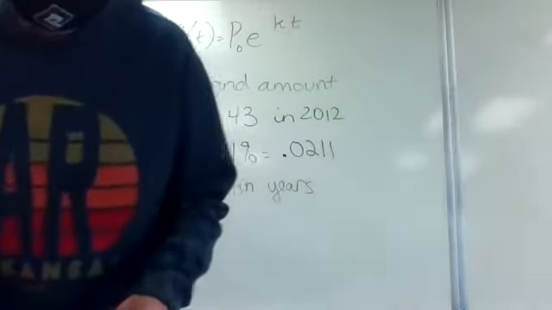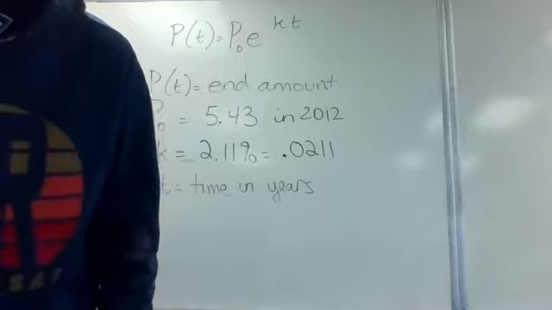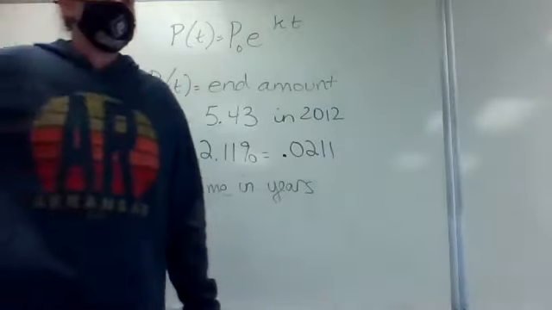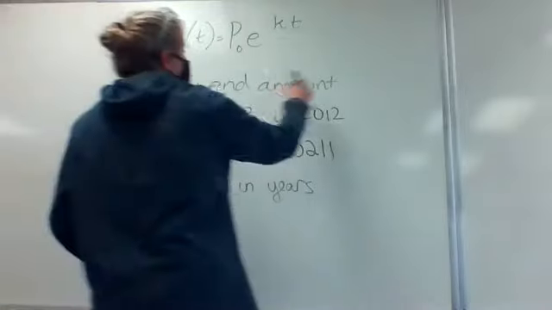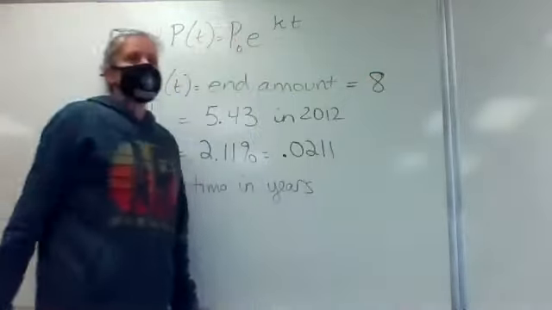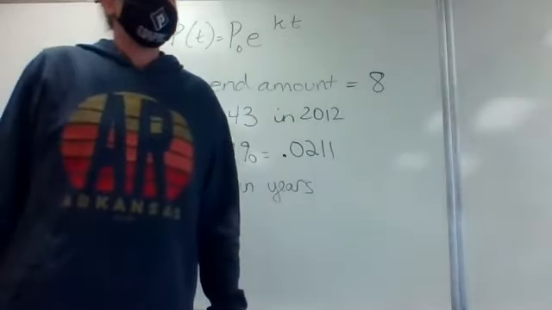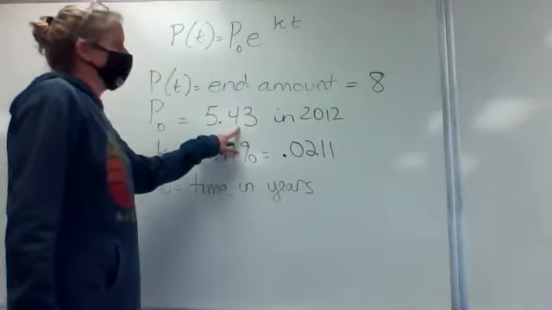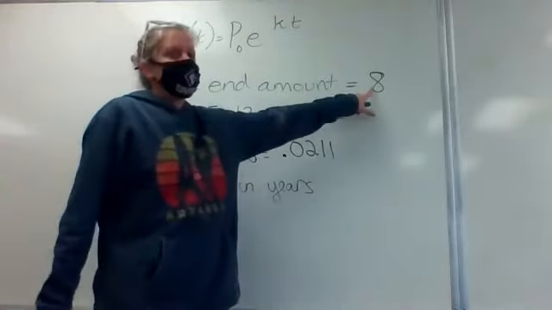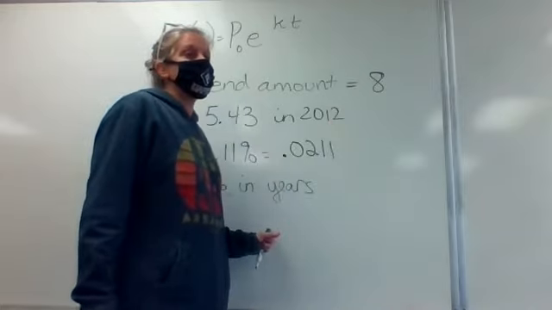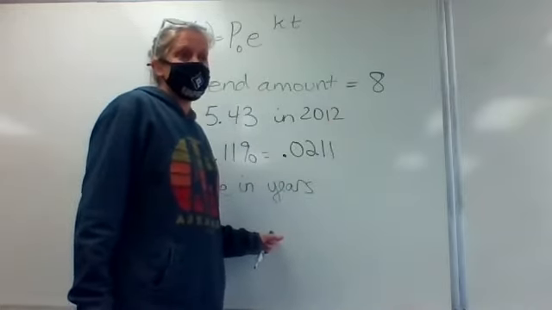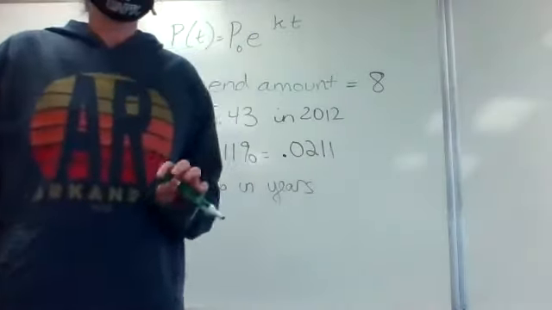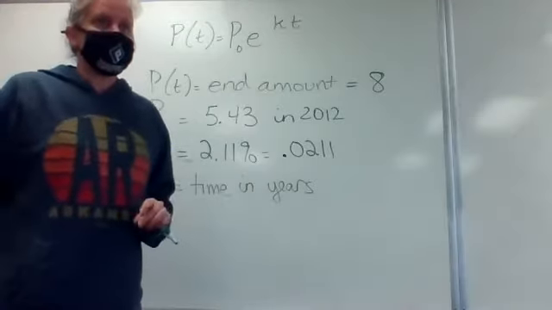Now, the next part says the population of the city will be 8 million in about blank years. So now that's the end amount, the 8 million. So the beginning amount is still 5.43 million. It wants to know how many years, so I'm looking for T. How many years will it take to get to 8 million? So T is what I don't know in this problem.